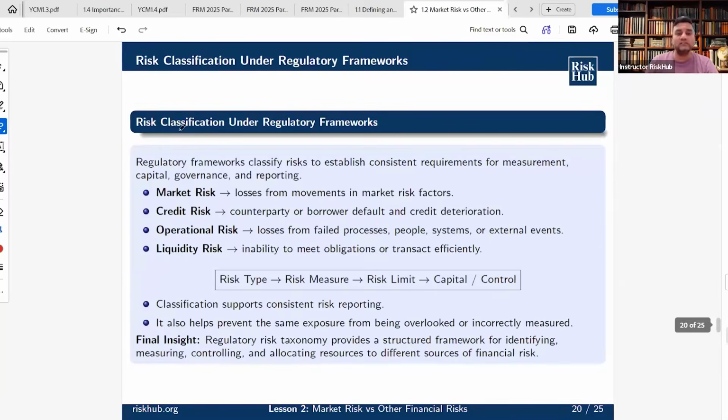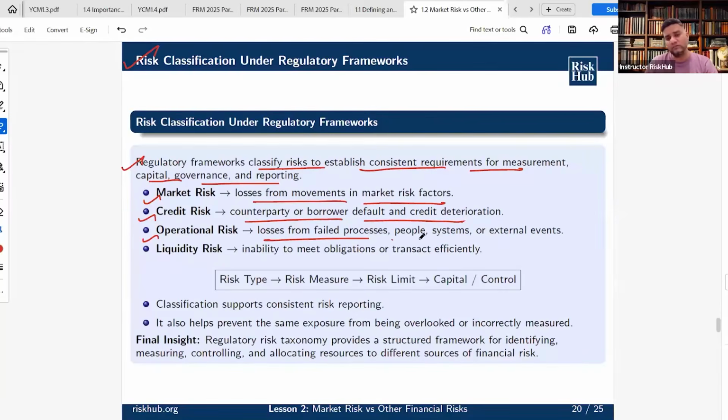Then we go to slide number 20, risk classification under regulatory framework. Regulatory framework classifies risk to establish consistent requirements for measurement, capital, governance and reporting. Market risk, losses from movement in market risk factors. Credit risk, counterparty or borrower default and credit deterioration. Operational risk, losses from failed processes, people, systems, or external events. Liquidity risk, inability to meet obligations or transact efficiently. Risk type leads to risk measure, risk limit, capital control. Classification supports consistent risk reporting. It also helps prevent the same exposure from being overlooked or incorrectly measured.